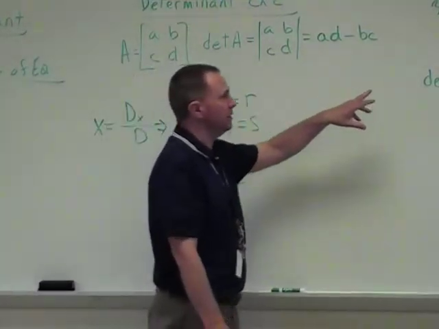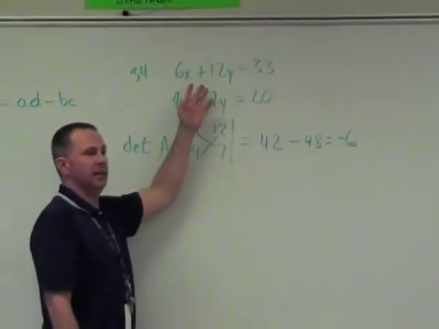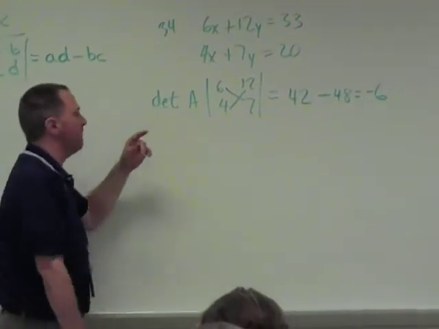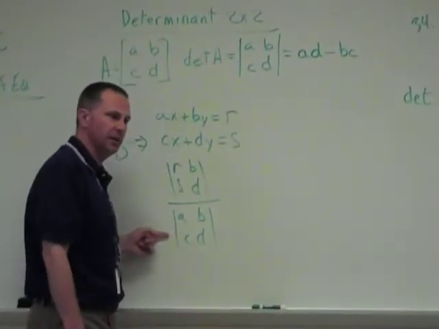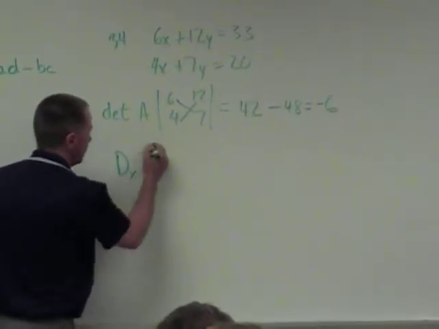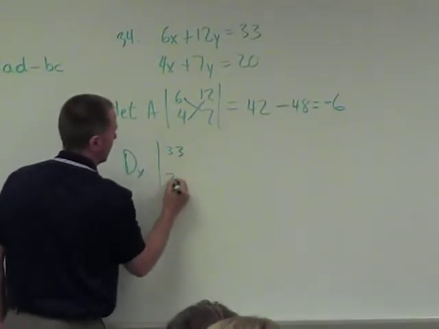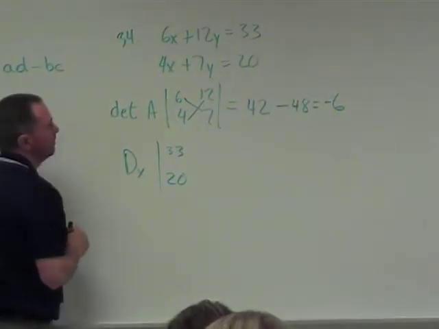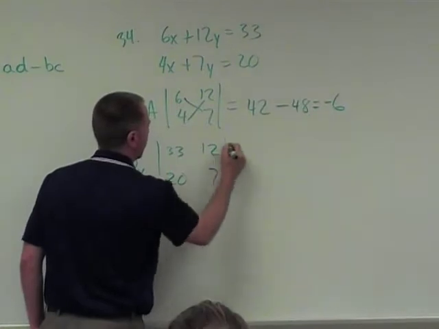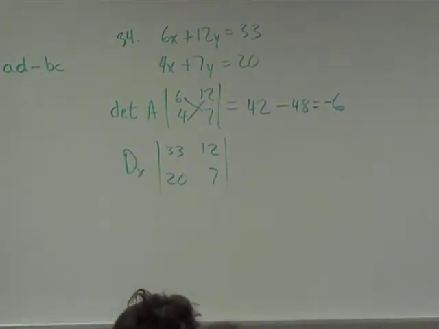So if we look at this, we've already done the first part. 42 minus 48, that's -6. That's my denominator, the main determinant. That's this position right here. So if I want to solve for x, I need to find the determinant of 33 and 20, replacing the 6 and the 4. Everybody get that for me, please. Use your calculator if you have to.